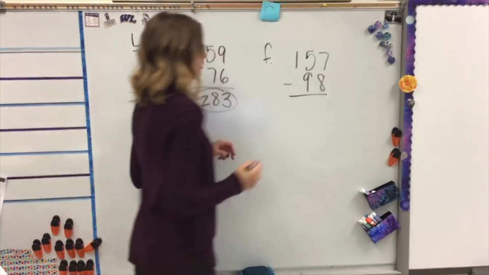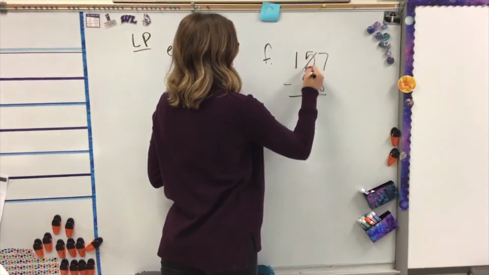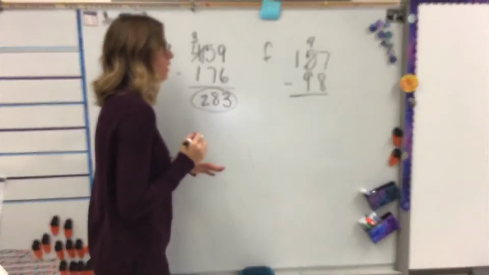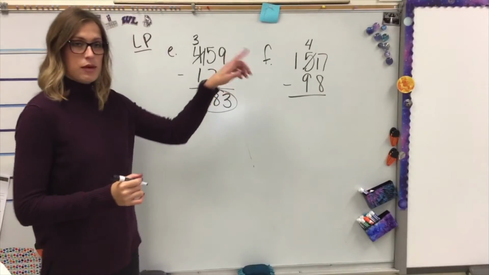7 minus 8. Can you do 7 minus 8? Can't do that. Cross out the 5. Make it a 4. Change the 7 into 17. 17 minus 8 is 9.